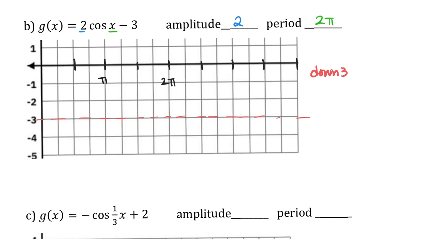Now the graph of cosine starts at, well, normally it starts at 1, but it's going to start at 2, and it's going to be from this midline. So from this midline, I'm going to go up 2 because the amplitude is 2. Then we go back to our midline.